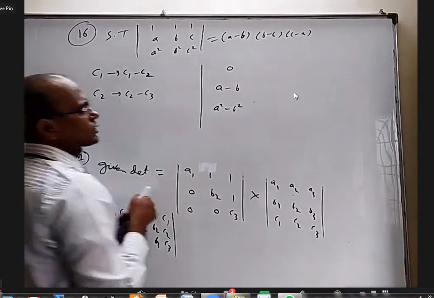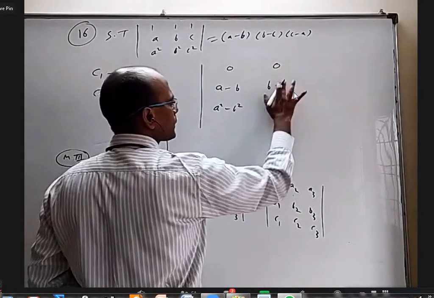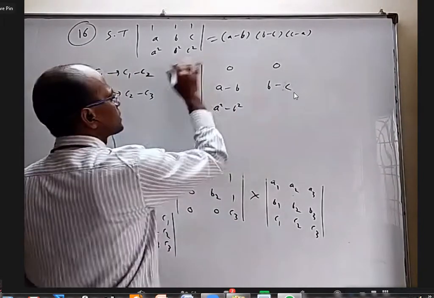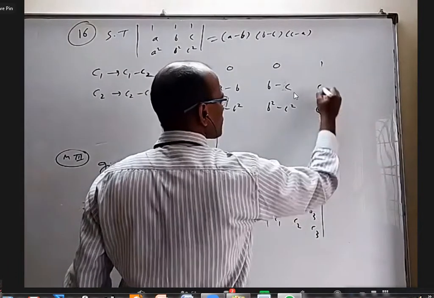But now when we do this, I'll get 0 here. From this, I have to remove this, B minus C. And from this, I have to remove this, which is B square minus B square. So similarly, you can do column 3 also.